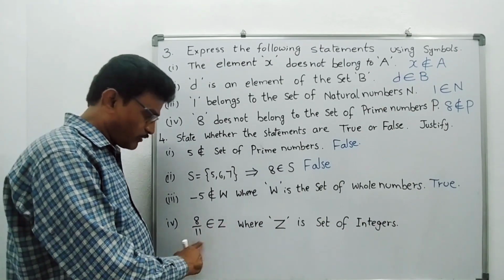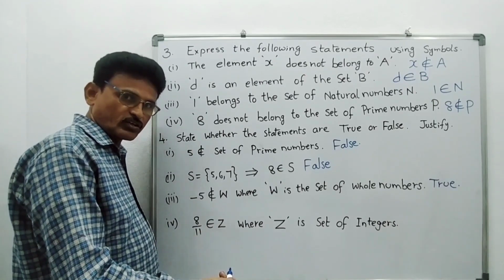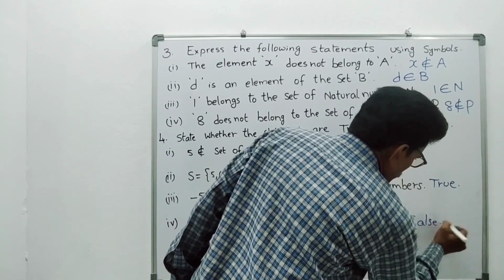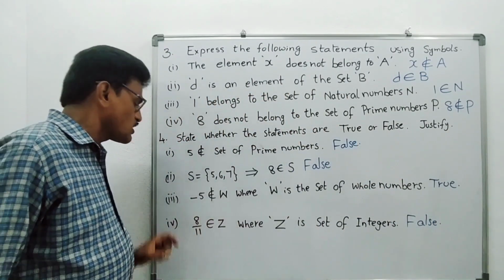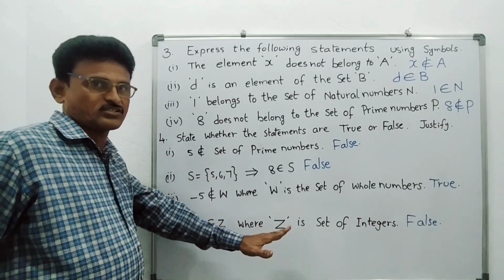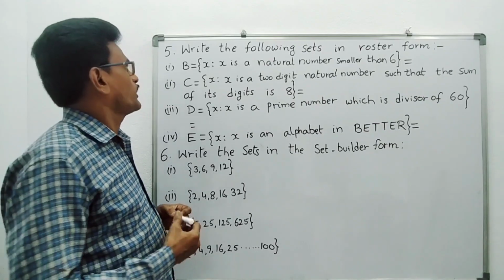He has given 8 by 11 belongs to Z. It is there in the integer list, but it is not there. So write down here false. Here we have to write the justification. Why is it false? Because this p by q form of numbers are not there in the integer list. Simple, right? See the next one.